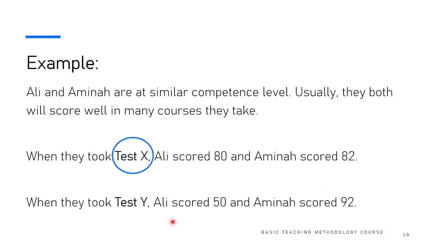However, of course, we don't want to simply reject test Y. We want to explore what went wrong. What is actually happening to Ali, because typically Ali scores quite near to Aminah. So in short, again, reliability means the consistency of the test in producing results.